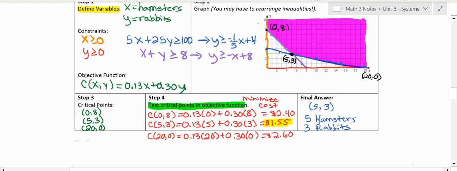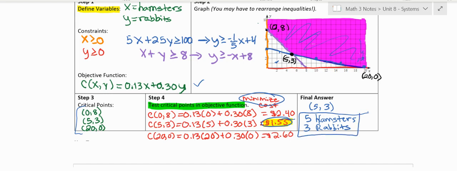So when we evaluate this, this one's a little different. The shaded region you can see is this region; the last one was a region down here. This one, when we shade it, we only have 3 critical points. So these are our 3 that we're going to look at. We're trying to minimize the cost. So when we take our objective function and evaluate, we're looking for our smallest value. In this case it was $1.55. So (5, 3) actually yields the smallest value. So in order to minimize costs, they would want to have 5 hamsters and 3 rabbits, because that gives you the smallest value, since we're looking to minimize. And that would be it.